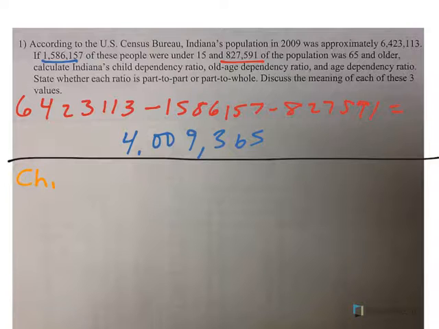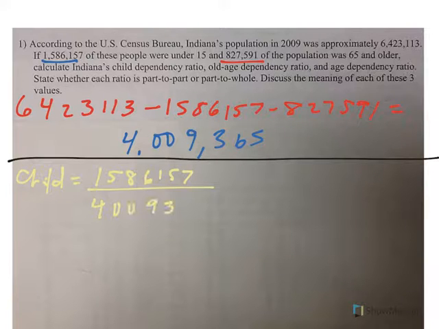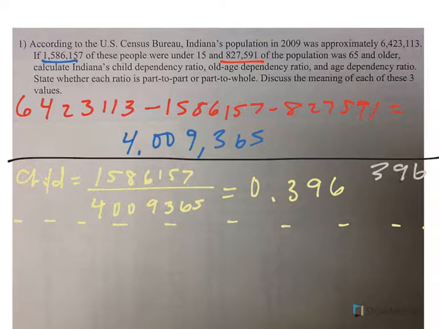Okay, so now we can go ahead and find our ratios. Child dependency ratio. We need our kids: 1,586,157 over the working class, 4,009,365. That gives me a decimal of 0.396. And there's our child dependency ratio. That means, and I always go 3 decimal places, 396 out of 1,000. There are 396 dependent children on 1,000 workers. That's what that means.